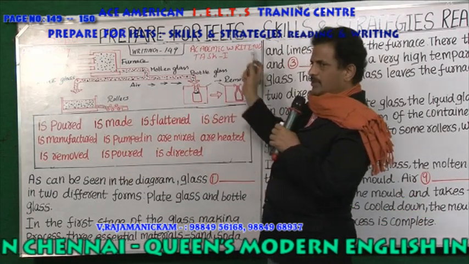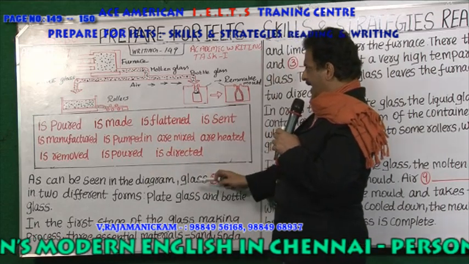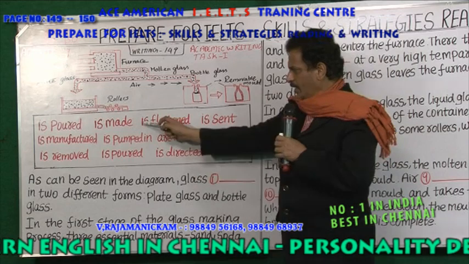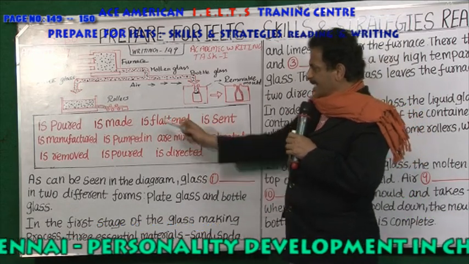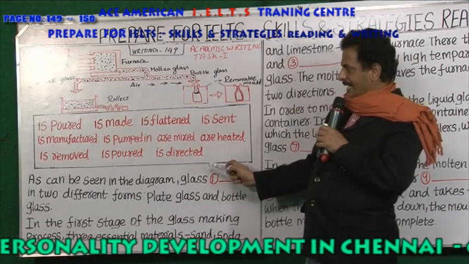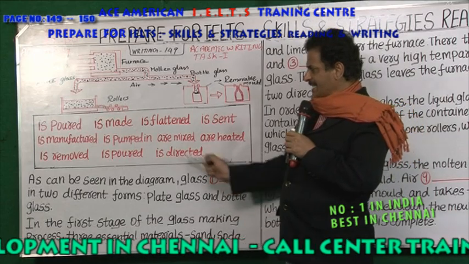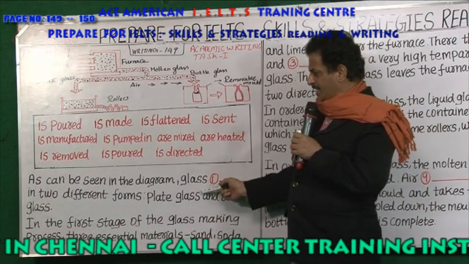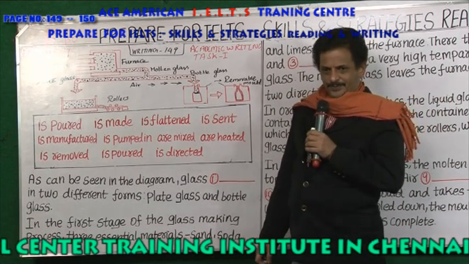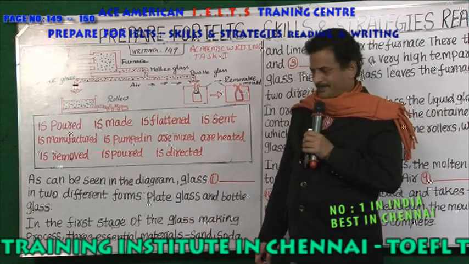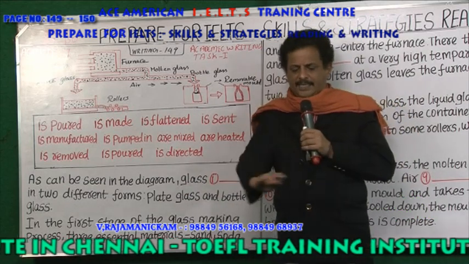So coming here, the explanation, as can be seen in the diagram. So how the writer goes in for writing and how you have to write. As can be seen in the diagram, glass, number one, what is the word you have to choose? You can use, the glass is made, glass is manufactured, glass is made or is manufactured in two different forms. Plate glass and bottle glass, two glasses.